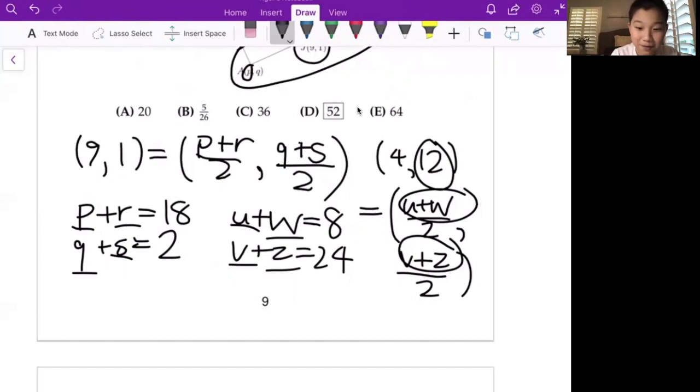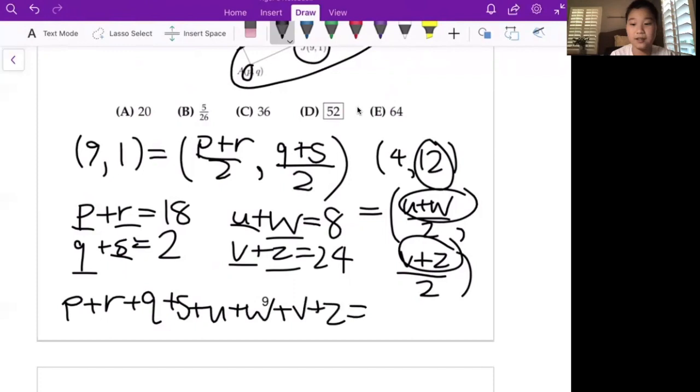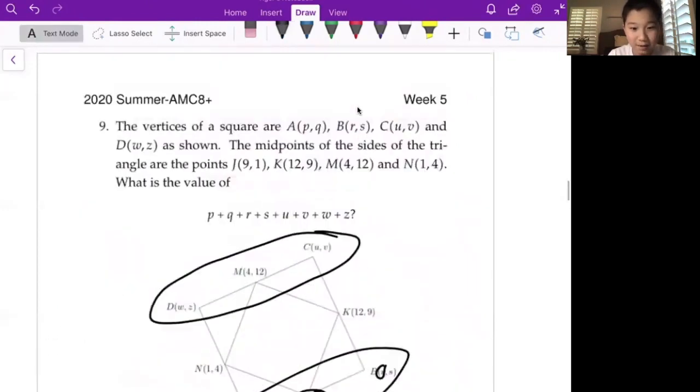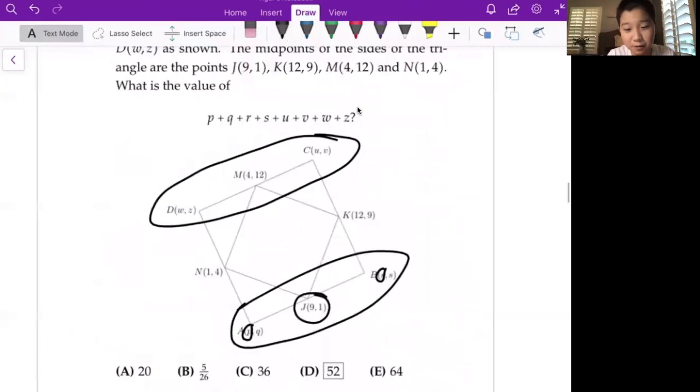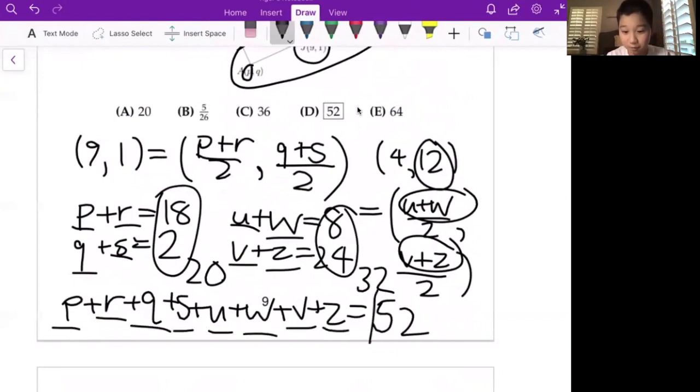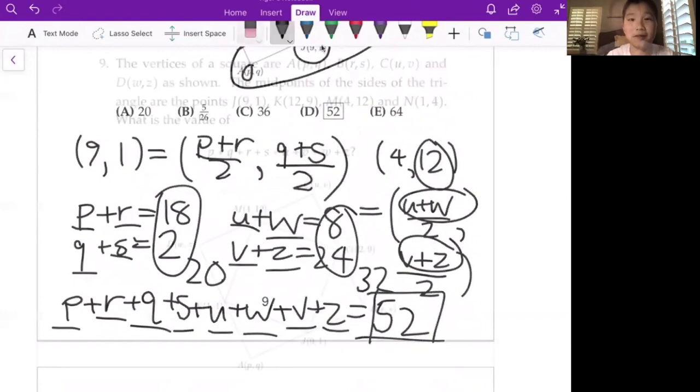So why can't we add them up? P plus R plus Q plus S plus U plus W plus V plus Z is equal to 18 plus 2, that's 20, 24 plus 8, that's 32, 20 plus 32 is 52. And we just got lucky again. P, Q, R, S, U, V, W, Z. This is also P, Q, R, S, U, V, W, Z. So, the answer is 52.